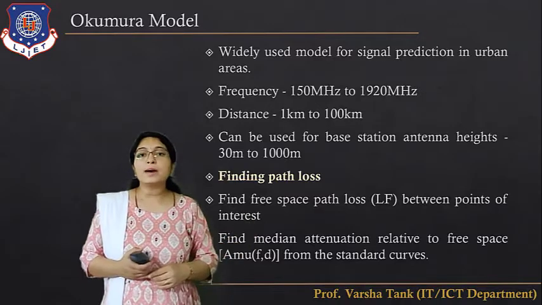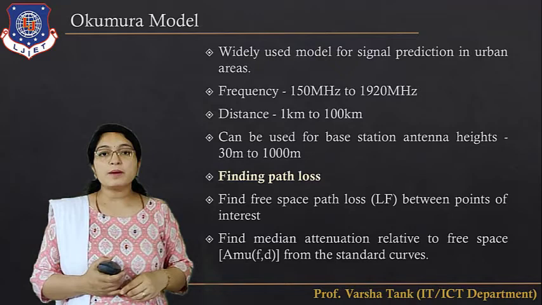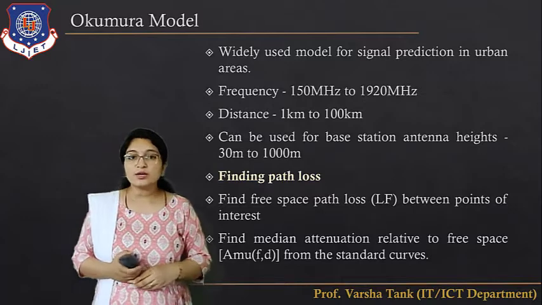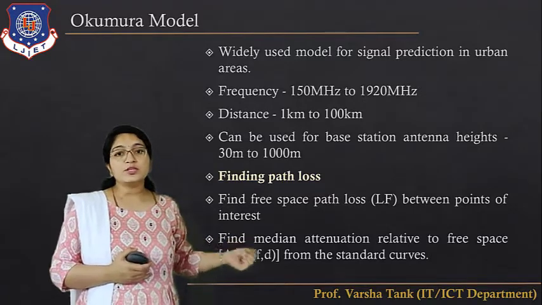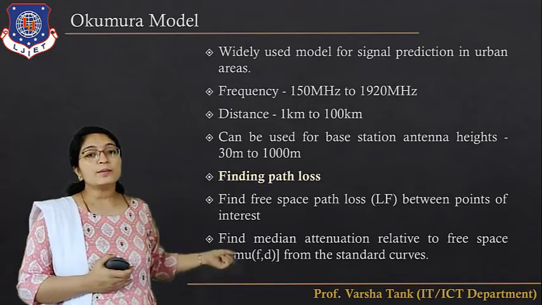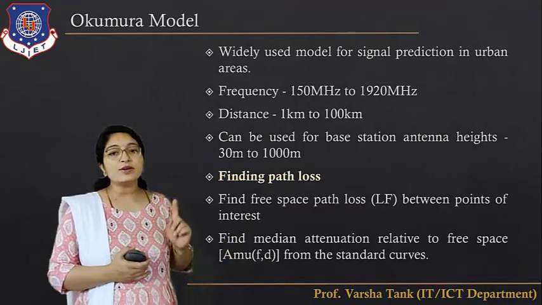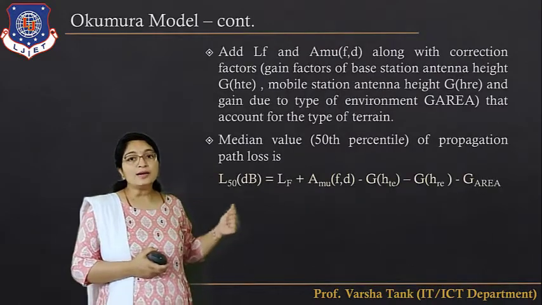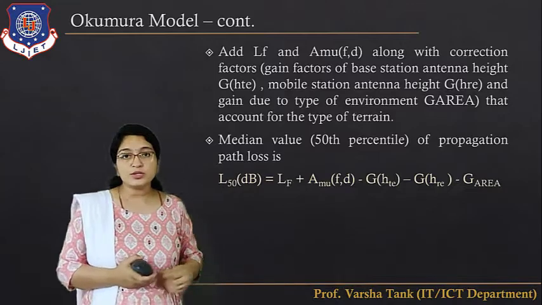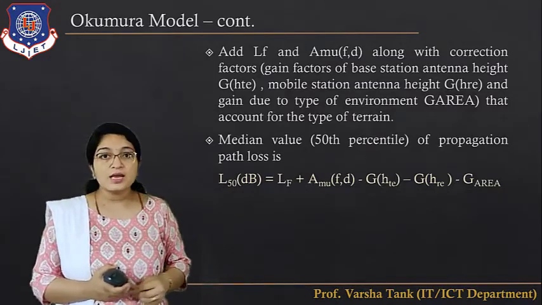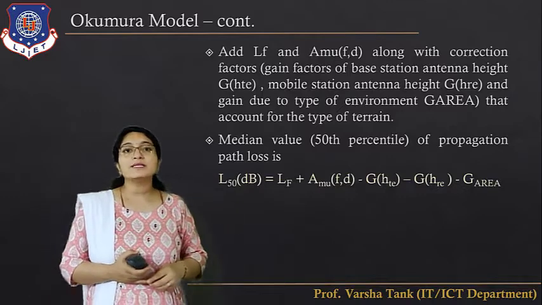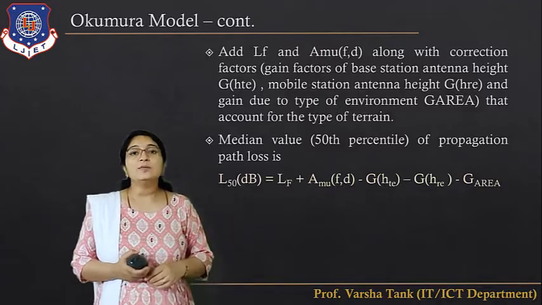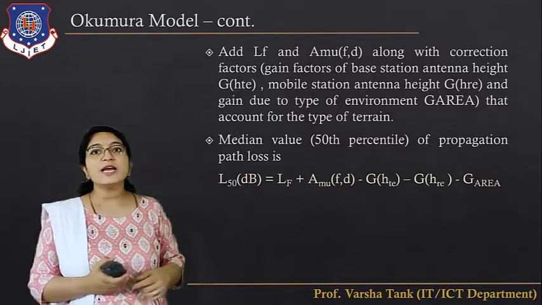Now, how can we find the path loss? First, find the free space path loss, that is L_F, between the points of interest. Then find the median attenuation relative to free space, defined as A_MU, with frequency f and distance d from the standard curves. Then L_F, the path loss, and the median attenuation A_MU are combined with the correction factors, known as the gain factors of the base station antenna height, defined as G(h_te), and the mobile station antenna height, defined as G(h_re).